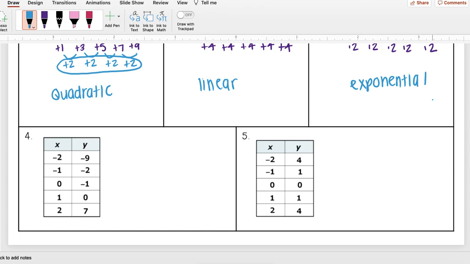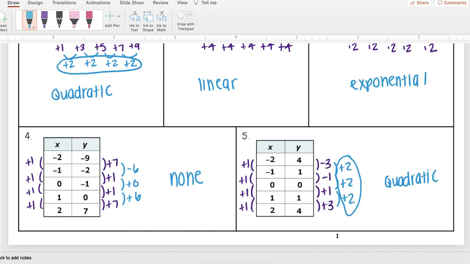Okay, go ahead and pause the video and try number 4 and 5. Be careful, number 4 is a little tricky. So the answer you should have gotten here was quadratic for number 5. Number 4, it looked like it was going to be quadratic, but actually wasn't quite there, so this one was actually going to be none.